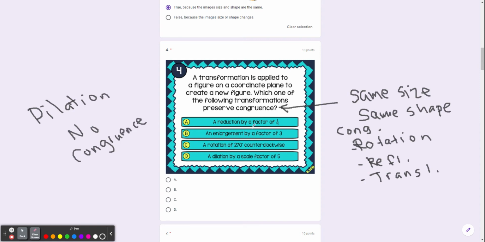So a reduction, that's a dilation, so that's out. An enlargement is also a dilation, that's out. Rotation, here's my rotation, you're good. And then my dilation, again, that is out. So I am looking at answer choice C.